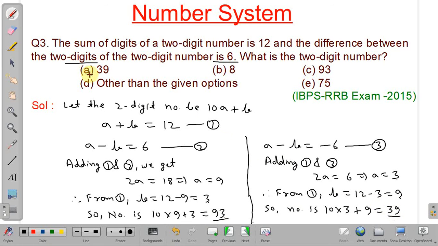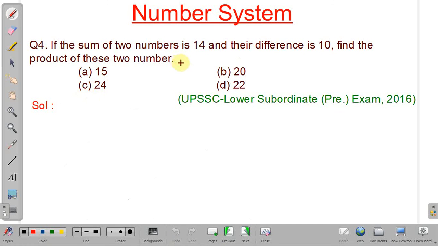Okay. So both options are there, 39 and 93. But if it is a single choice question, that we have to choose only one option, then our correct option will be D, because it should have answered both 39 and 93. If it is a multiple choice question, then it should be A and C. Okay. So assuming that it is a single choice question, we are selecting option number D. Okay. We will discuss next question.